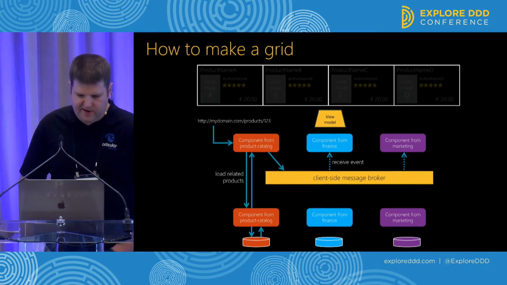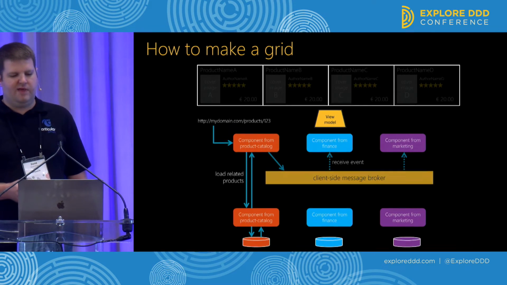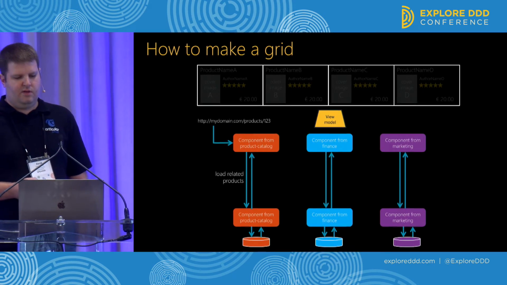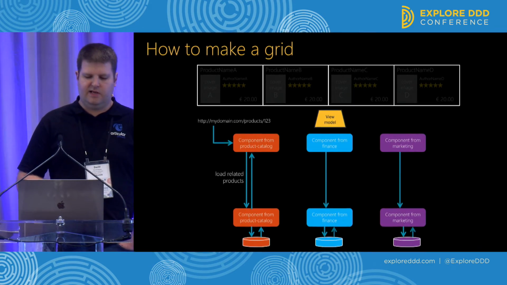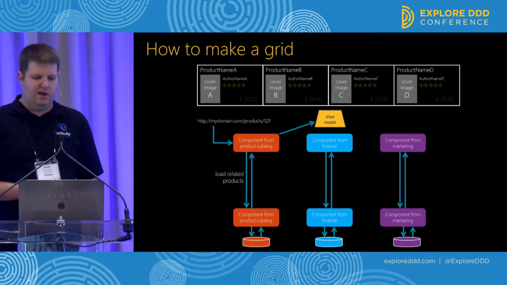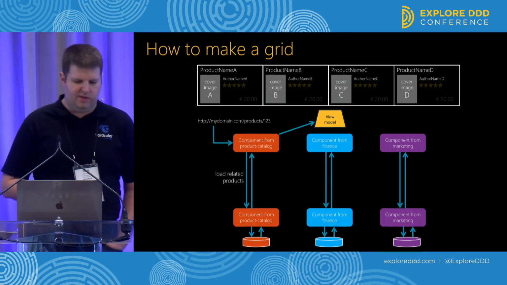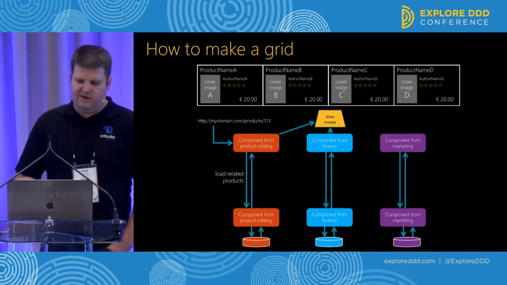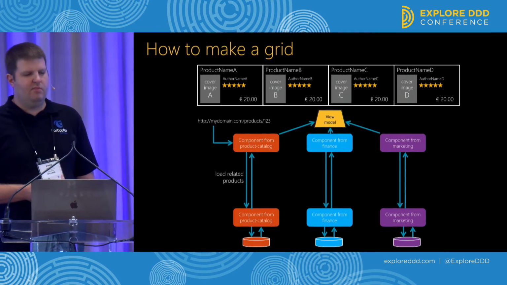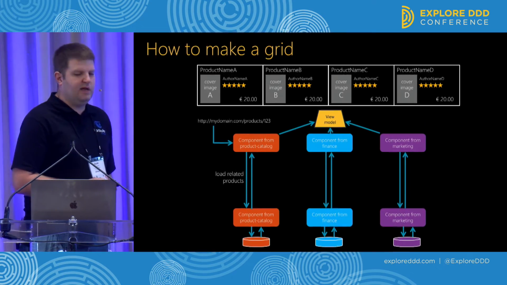So now that the finance and marketing services have subscribed to that event, they can go get their data from their data stores. And then each of these view model appenders, starting with the product catalog, filling in the product name and the cover image, and then finance filling in the price, and then marketing filling in the ratings, can complete that grid.